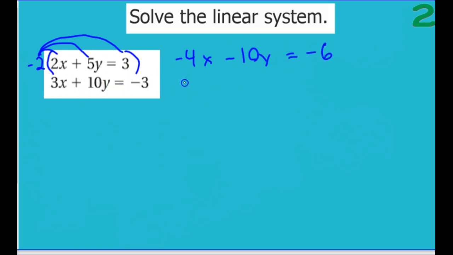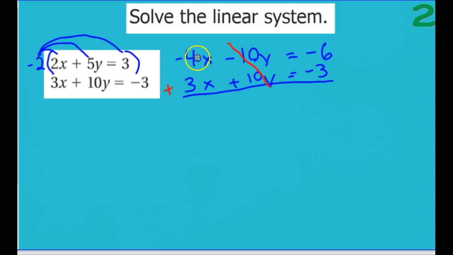And we leave this equation the same. So 3x plus 10y equals negative 3. Now we look to see if we have opposites, and we do. We have a negative 10y and a positive 10y. So we can eliminate those from our problem.